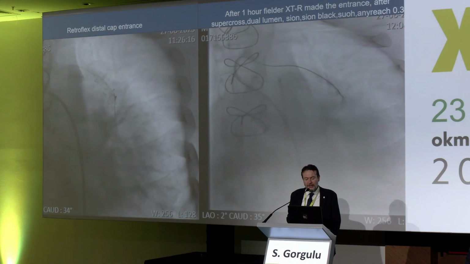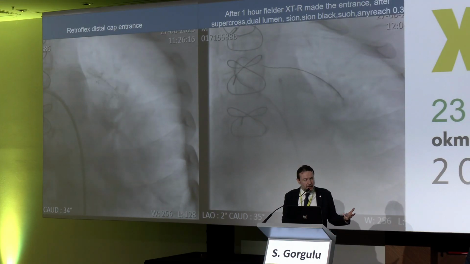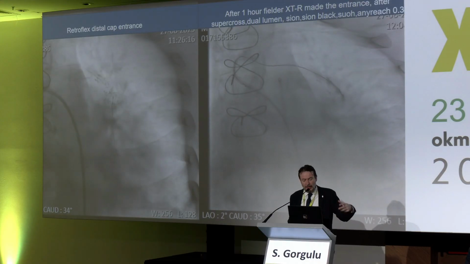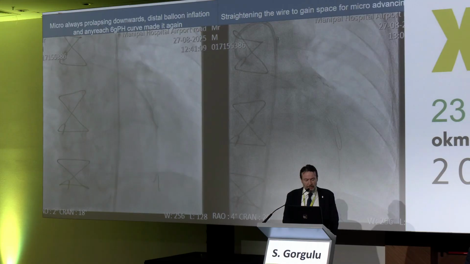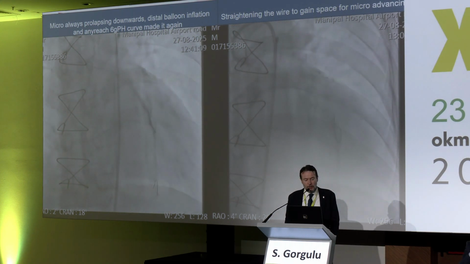And then we went in several times. It took us 1 hour with NREACH 0.3 gram, and then with Filter XDR. But even this 1.7 microcatheter always prolapsed into the LAD here. So as a last resort, what we have done is we put a balloon distal at the part, and then to prevent this prolapsing, distal balloon inflation, and this was an NREACH 6 gram with an H curve. It's a strong wire. And we blocked the distal vessel.